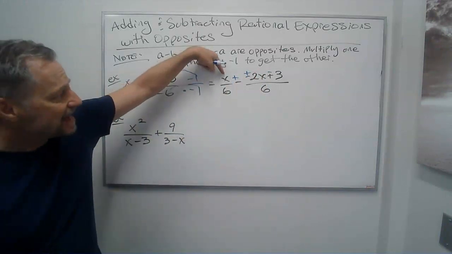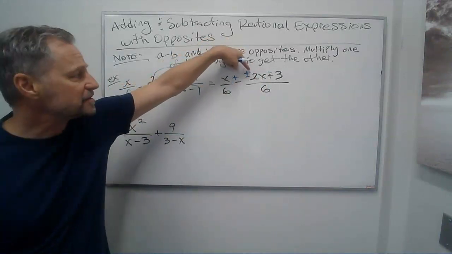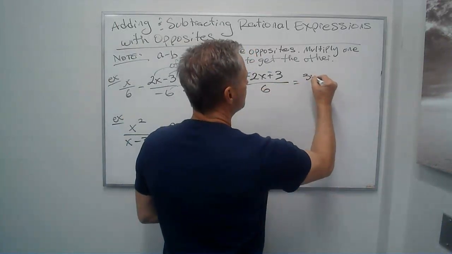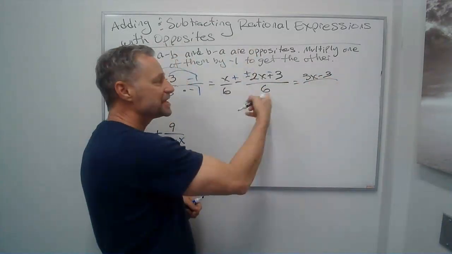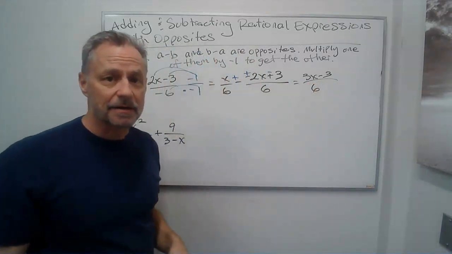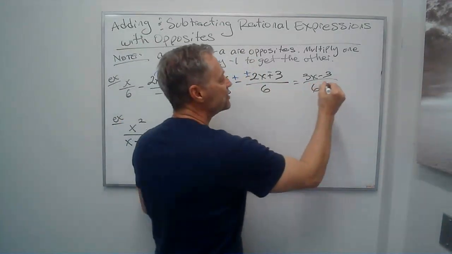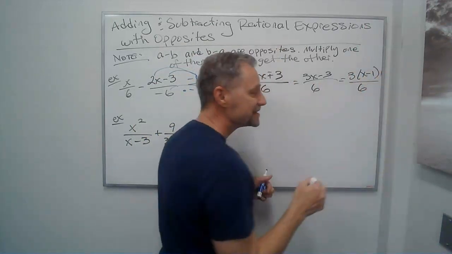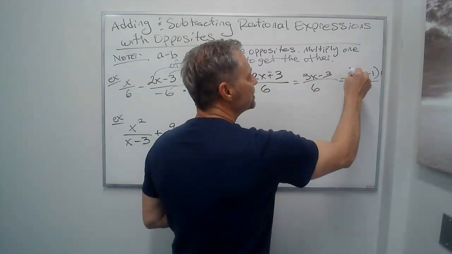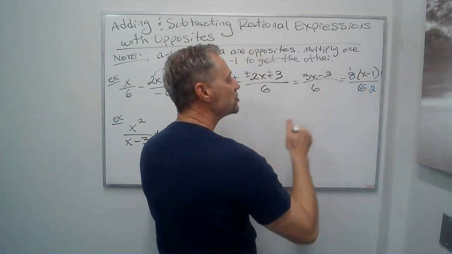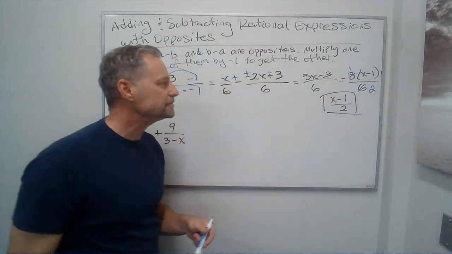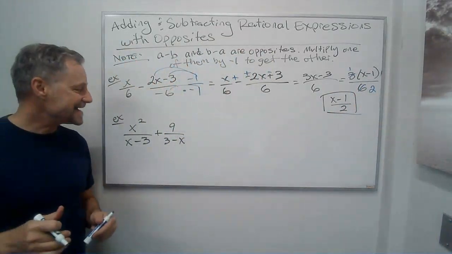So now I have x plus 2x, which is 3x, minus 3. And on the bottom, I just have a 6. I keep the denominator. But notice what I can do now is I can factor the top. Factor out a 3: x minus 1. And a 6, and now I can reduce. 3 goes in here once, goes in there twice. So my answer is just x minus 1 over 2. Okay, so that's the idea.